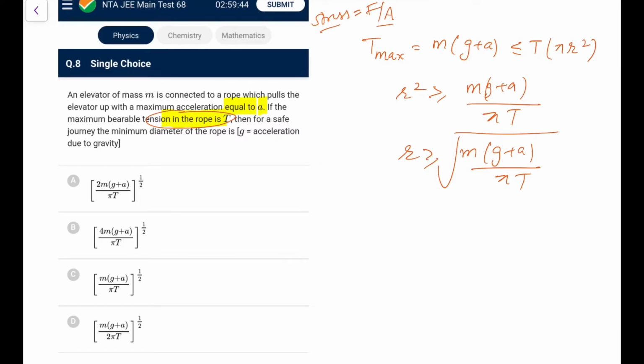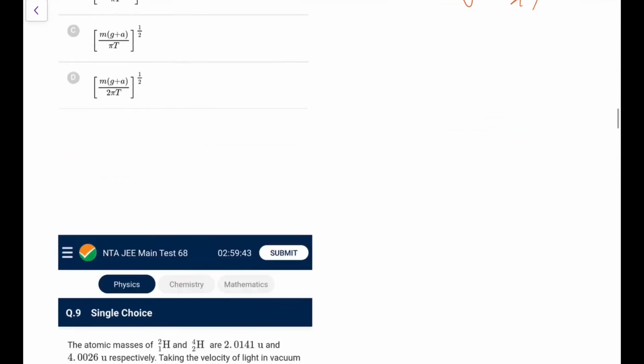Now going by the options, this is the radius. The question has asked for the minimum diameter. So the diameter should be greater than 2r, so diameter should be greater than 2 times the square root of the term, which gives 4(mg plus a) into pi T inside. So be careful, otherwise I would have ticked C, but the option is B because it has asked for diameter, not the radius. I put it in terms of radius first.